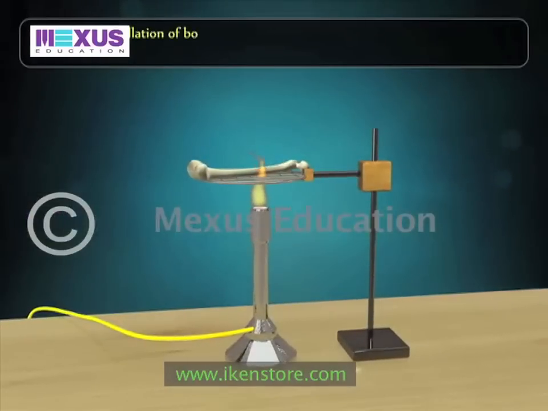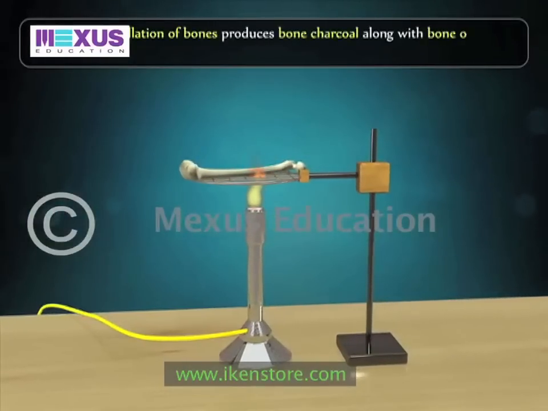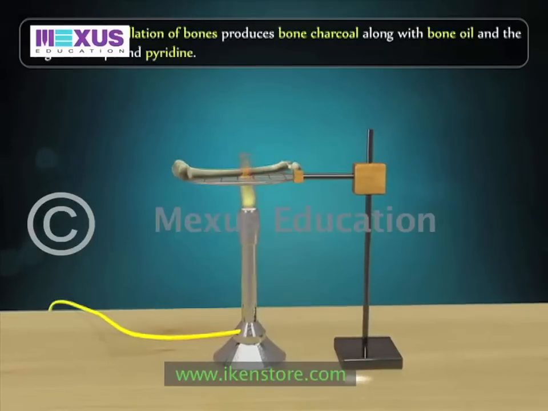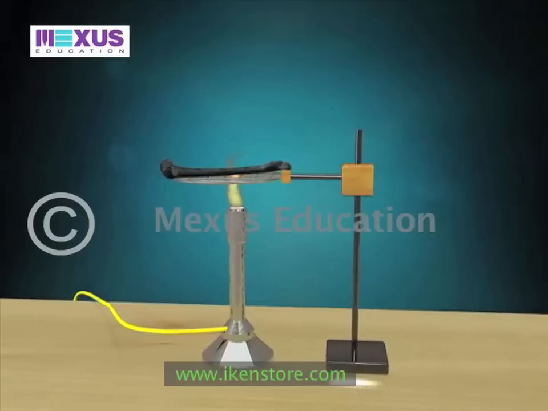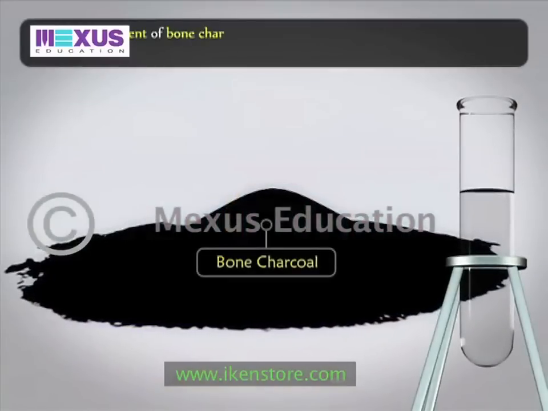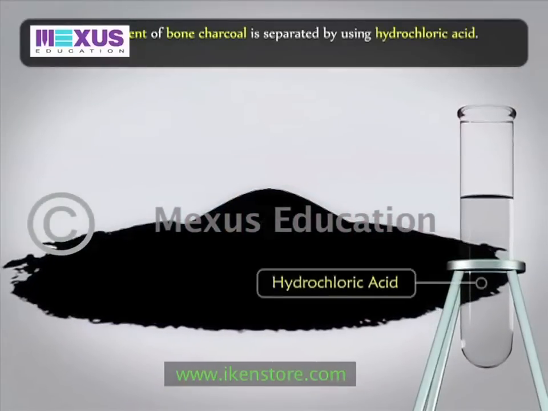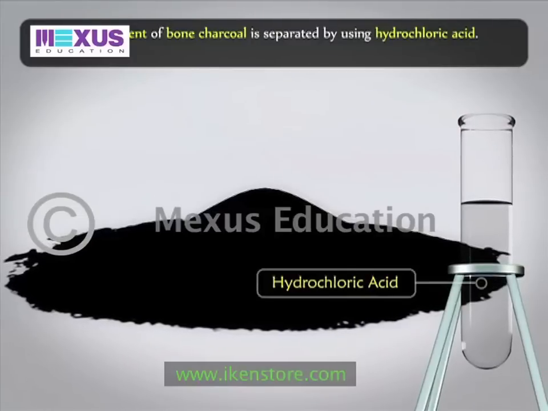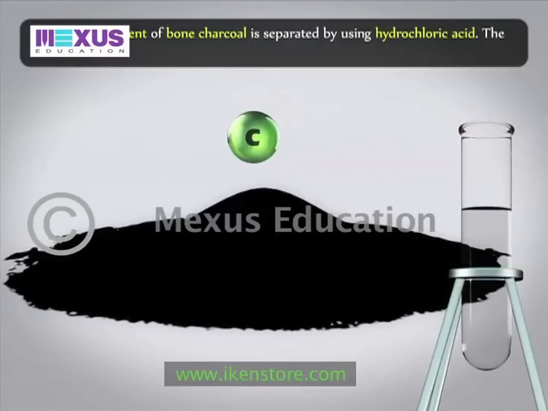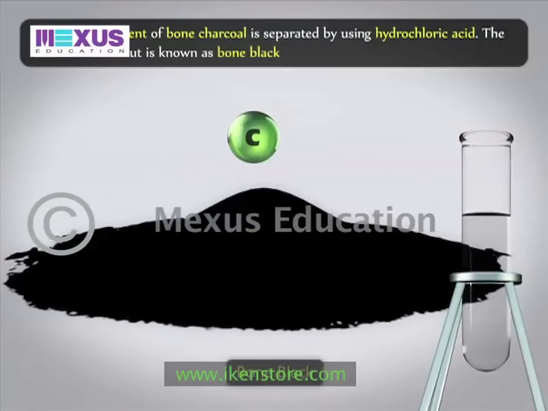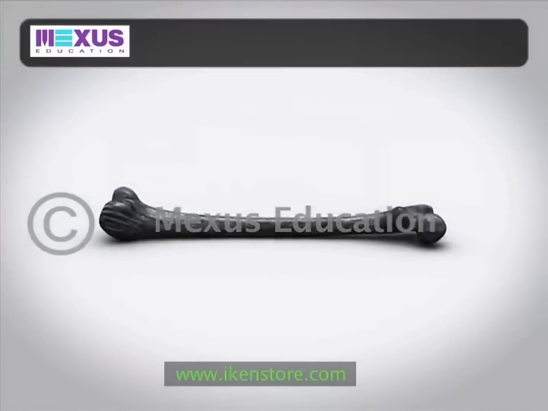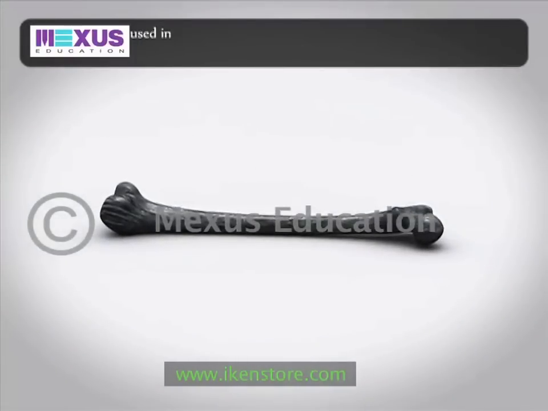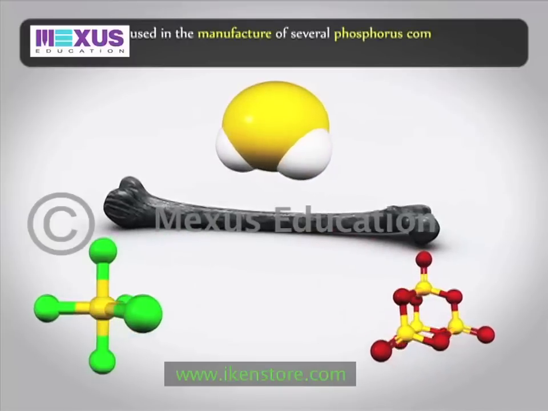Destructive distillation of bones produces bone charcoal along with bone oil and the organic compound pyridine. Bone charcoal contains mainly calcium phosphate and only 10-12% of carbon. The carbon content of bone charcoal is separated by using hydrochloric acid, which dissolves calcium phosphate. Carbon is filtered out of the solution, and in this form is known as bone black or ivory black. Bone charcoal is used to decolorize cane sugar and also in the manufacture of several phosphorus compounds.